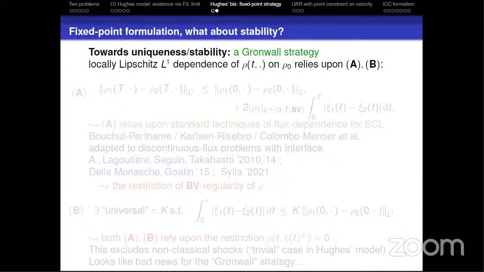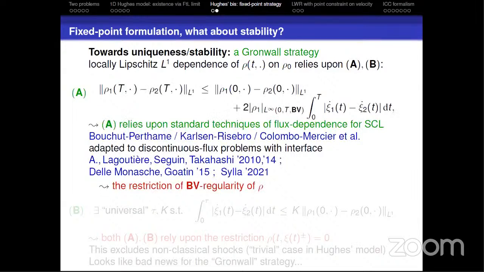Now, what I would like to discuss is the uniqueness strategy. Previously I worked on a couple of problems of similar kind with a moving interface involving the discontinuous flux. And the strategy that worked was a Gronwall-like strategy, which provides locally Lipschitz in time and L^1 dependence of ρ on the initial datum if you have two ingredients of the following kind.